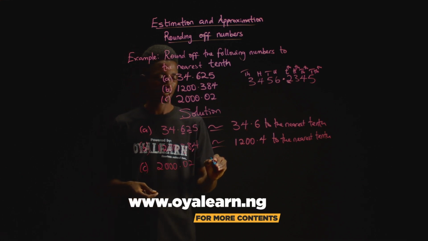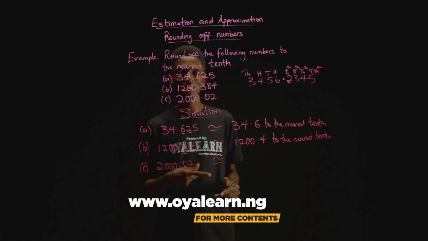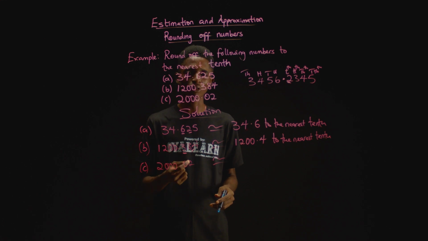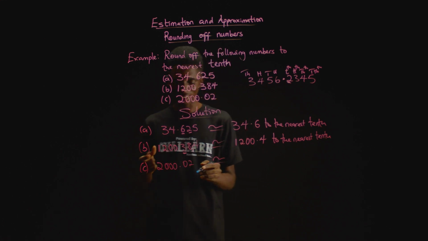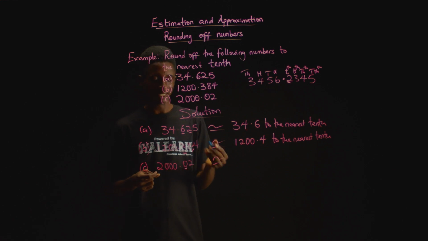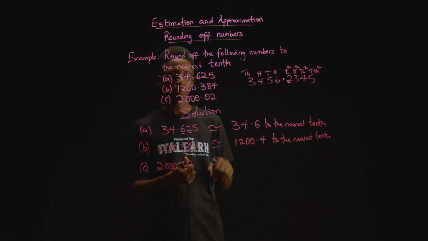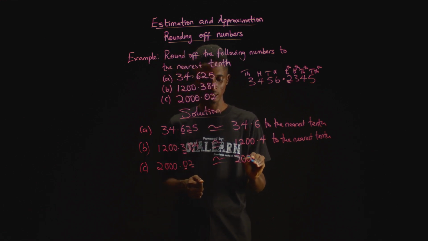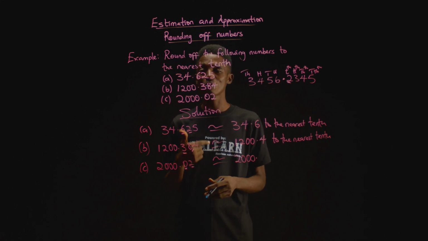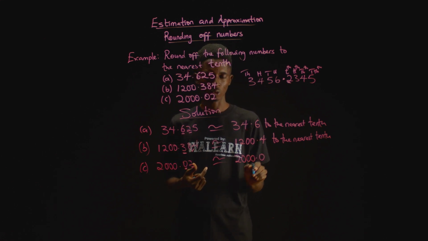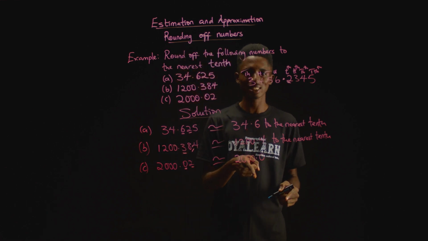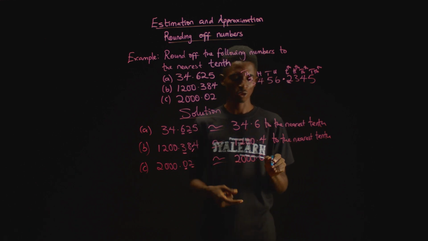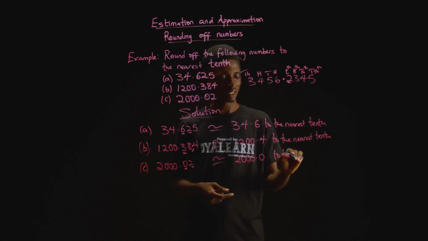2000.02. Now try to identify the digit in the rounding place and then look at the digit next to it to tell whether you have to round up or round down. Now the digit in the rounding place is 0 and the next digit to it is 2, which means we would round down. Therefore 2000.02 would then become 2000 point. Now when we round down, it means we do not add anything to it. So we write 0. Now it is 0, but I still write it because we are required to write up until the rounding place value. So this is also to the nearest tenth.